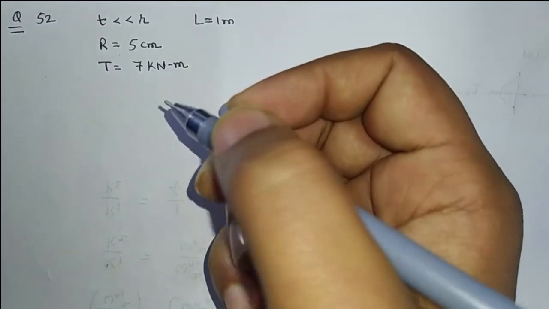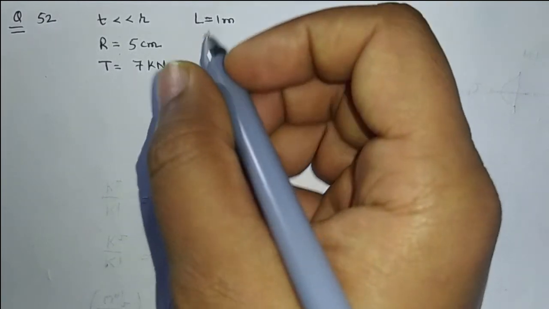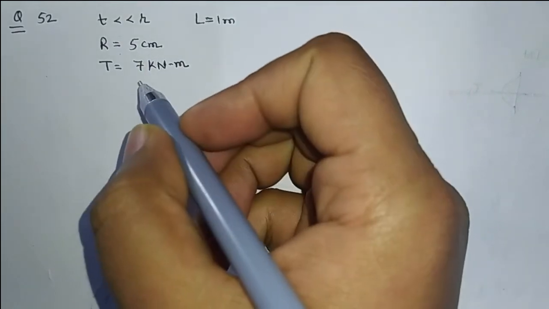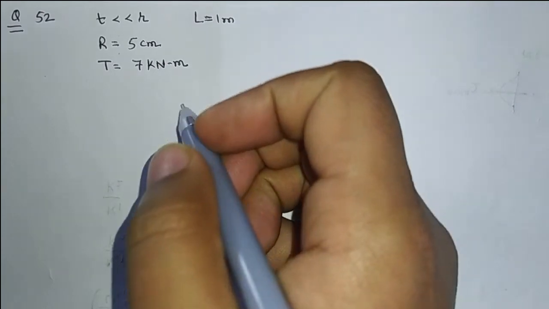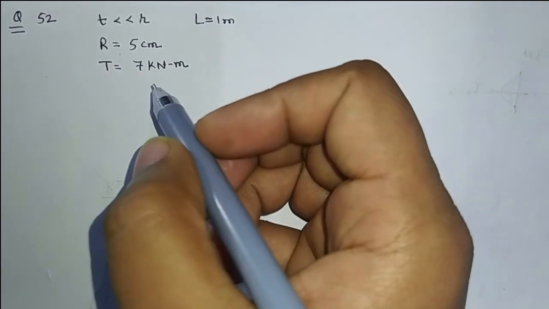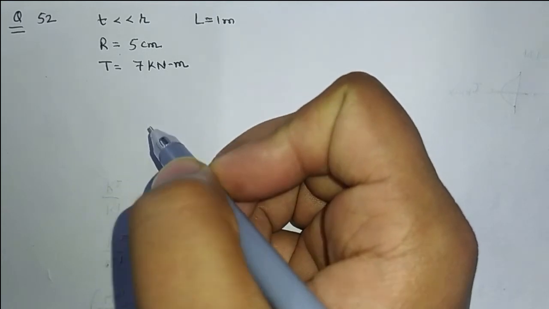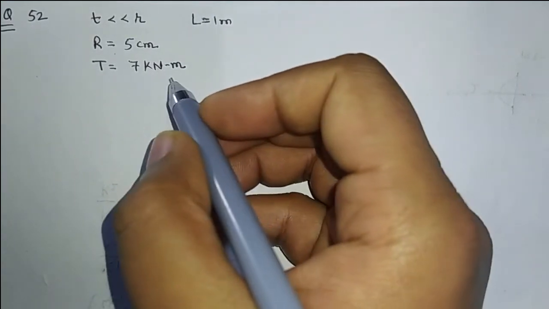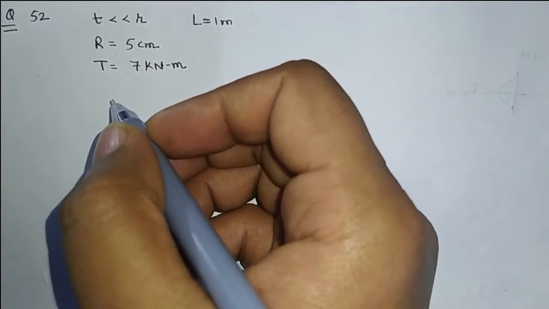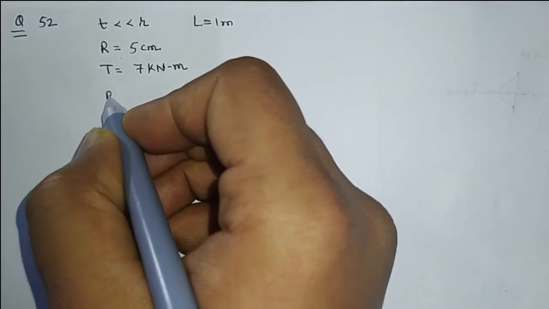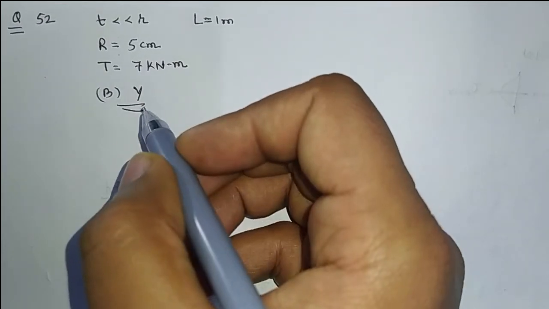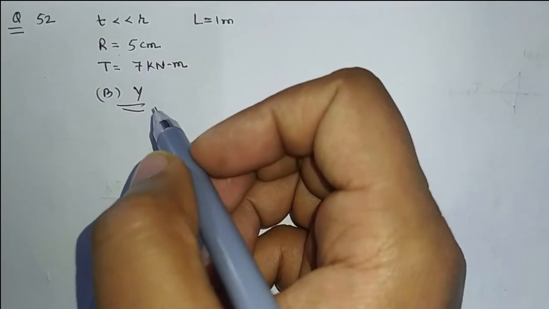Question number 52. A thin-walled hollow shaft of length 1 meter with a mean radius of 5 centimeter can transmit the torque of 7 kilonewton meter. In question number 52, we have to choose the material such that the weight of the shaft will be minimum. This is very simple, as the density of material Y is very low. So the answer will be B. The material Y will be the best material for a shaft to have the minimum weight.